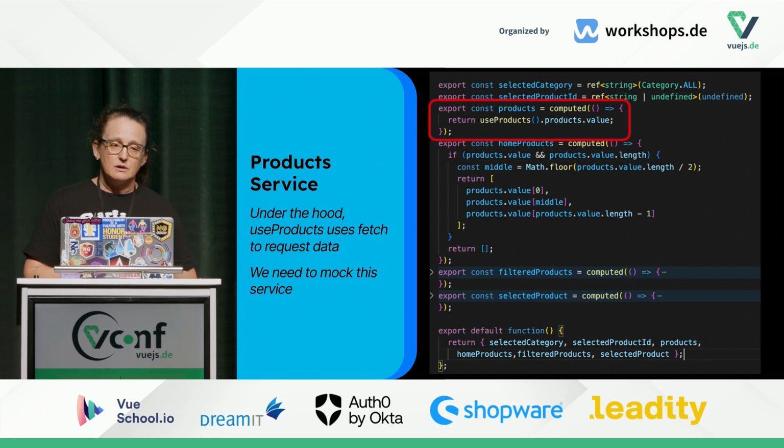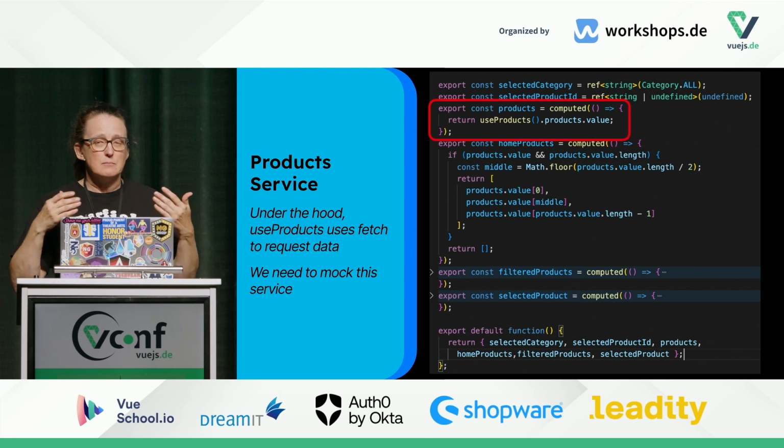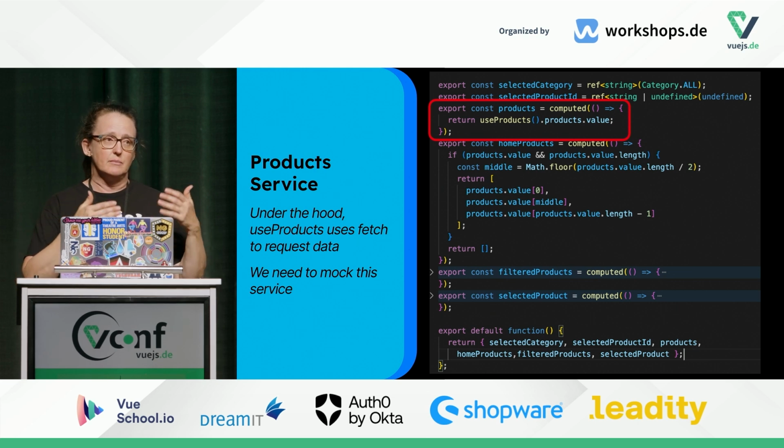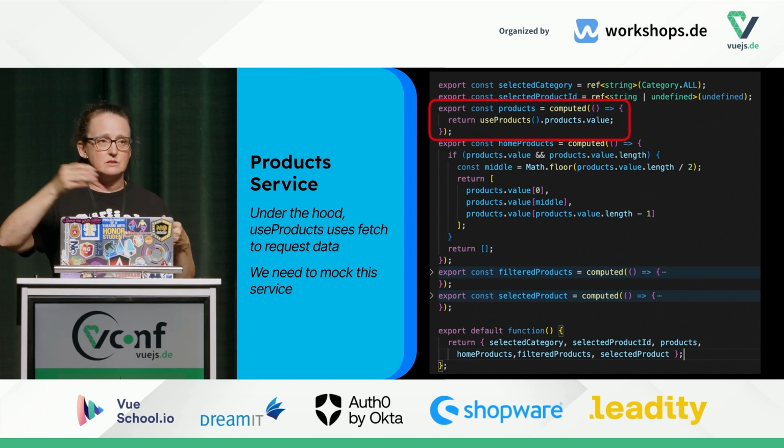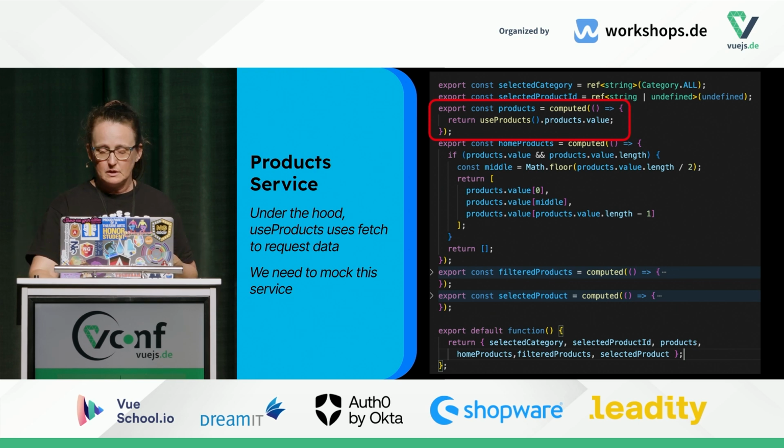Under the hood, the product service is using useProducts, which uses fetch. Now, fetch will actually hit an endpoint, right? So I want to mock the service. I don't actually want my unit tests making requests to my APIs every time I run them.